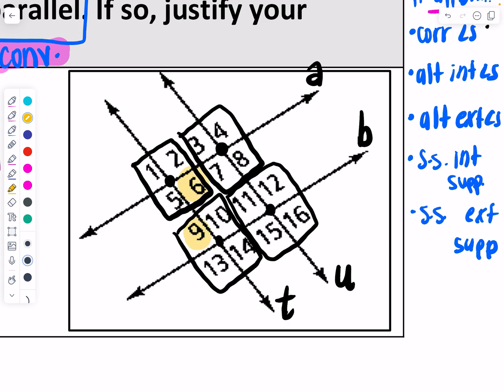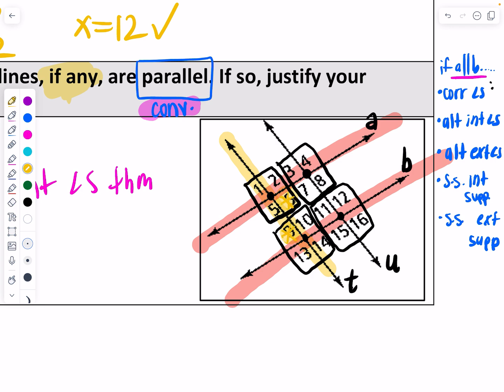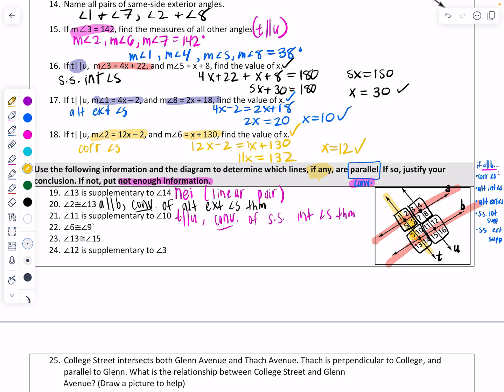6 and 9. It says that they're congruent. What is the transversal that touches both of those? T is the transversal. What are my possible parallel lines? A and B. And you just have to ask yourself, is that relationship, 6 and 9, is that going to be one of my 5? So 6 and 9, those are alternate interior, which is one of my 5.